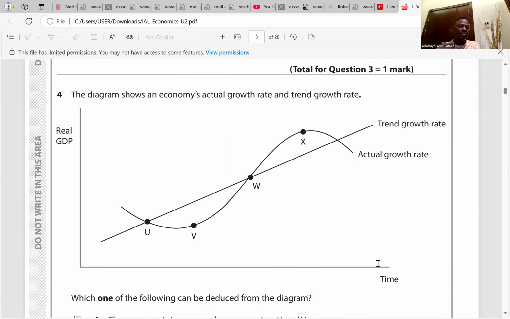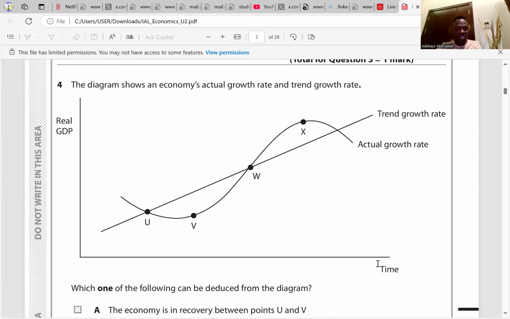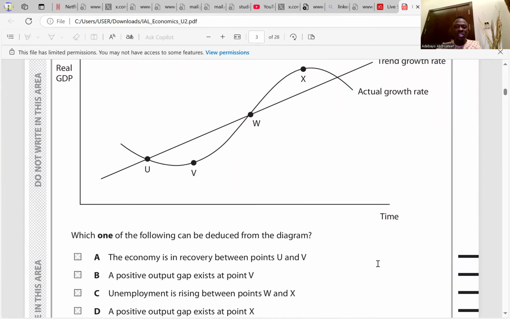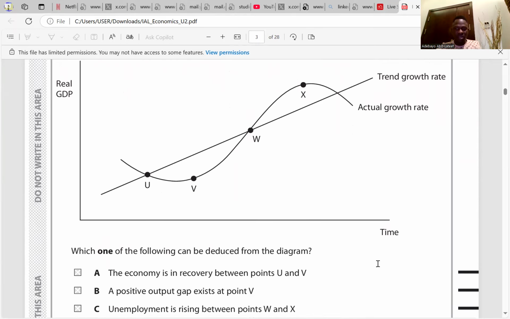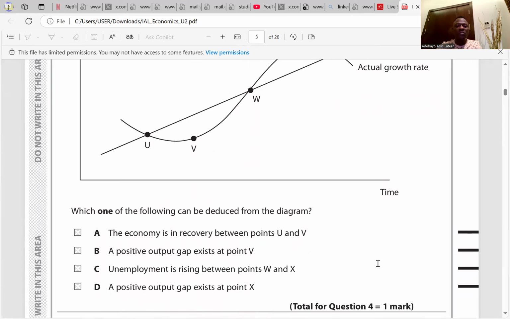Question 4. It says the diagram shows an economy's actual growth rate and trend growth rate. Which one of the following can be deduced from the graph? Here we have point U on the trend, point V is a negative output gap, point W is on the trend again, and point X is a positive output gap. So what is an output gap? Output gap is the difference between the potential output and the actual output.